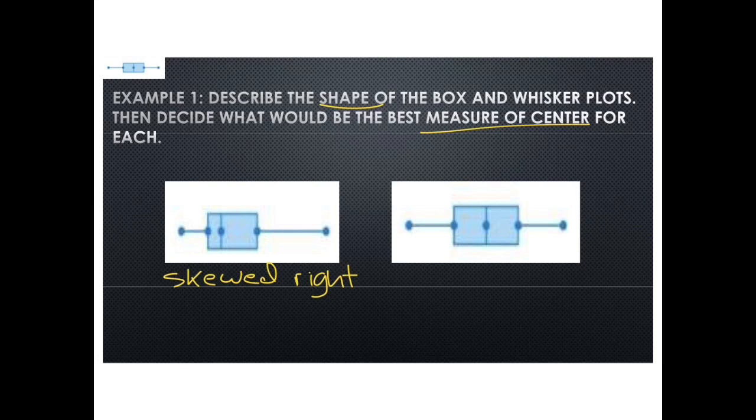Let's compare that to our other Box and Whisker plot. If you look on the outsides, it looks pretty equal, and even on the inside, looks pretty equal. So for this one, because we have the same amount on either side of our median, I would say this one is definitely going to be symmetric.